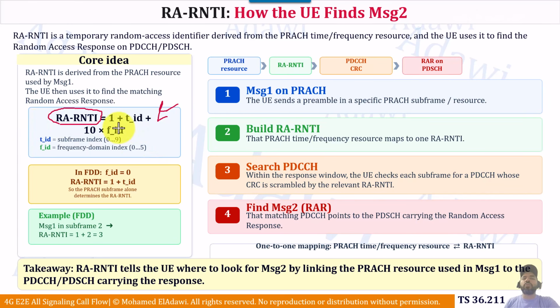So what is the formula? This one is called 1 plus T_ID, and so on. T_ID, this T stands for time, which is actually the subframe index. And F_ID is the frequency domain index. T_ID has a range from 0 to 9, which is normal because we have 10 subframes, and the frequency domain index is from 0 to 5. So in general, in FDD, this frequency index is 0, so the formula will be only 1 plus T_ID. For example, if message 1 is sent in subframe 2, this means our RA-RNTI will be 3. So this is how the user can calculate it.